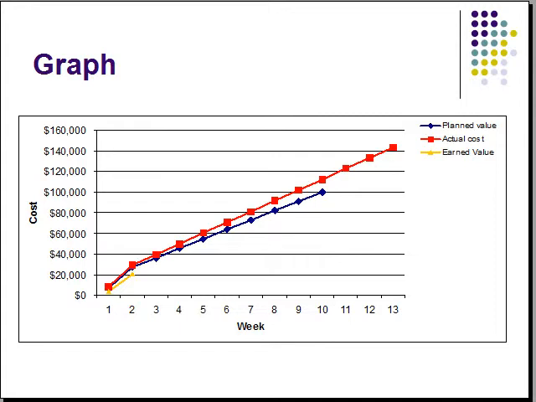Here you can see the planned value, the actual cost, and the earned value. According to the graph, the project will actually finish behind schedule in week 13 and over budget, approximately $143,000 instead of the budgeted $100,000.